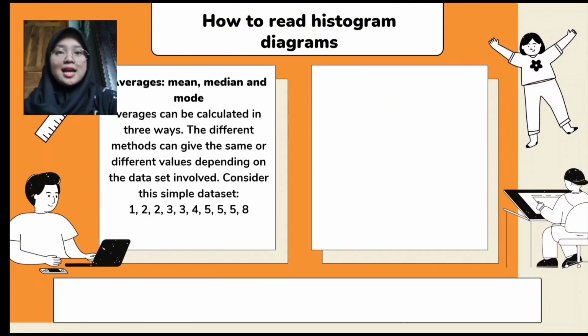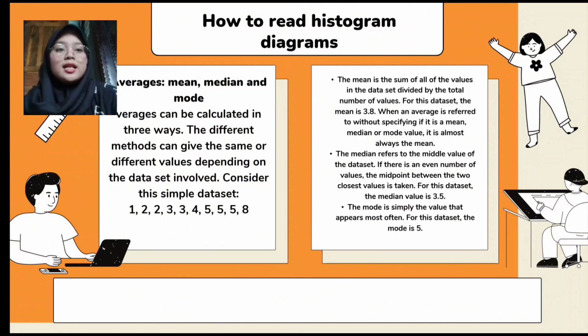Average, mean, median, and mode. Average can be calculated in 3 ways. The different methods can give the same or different values depending on the data set involved. Consider this simple data set: 1, 2, 2, 3, 3, 4, 5, 5, and 8. Number 1, the mean is the sum of all of the values in the data set divided by the total number of values. For this data set, the mean is 3.8.